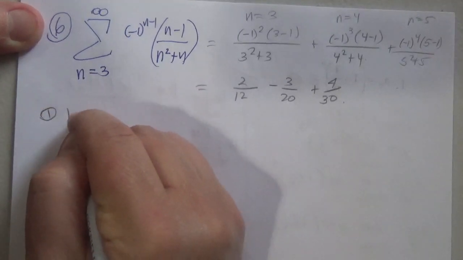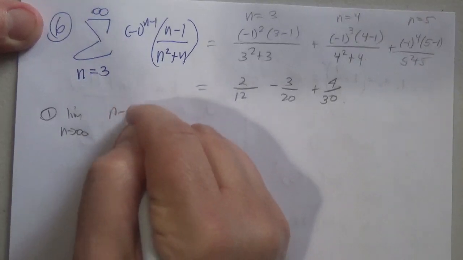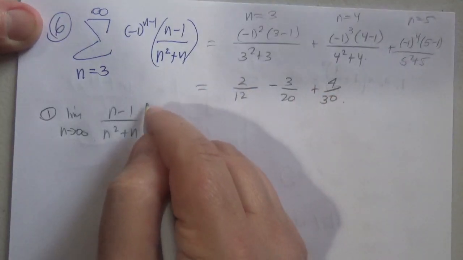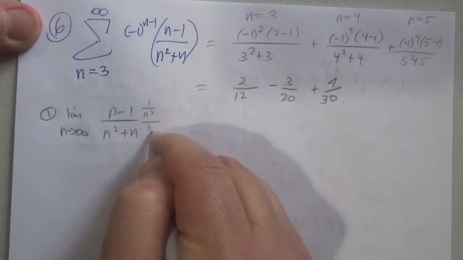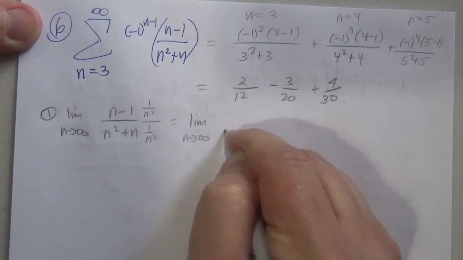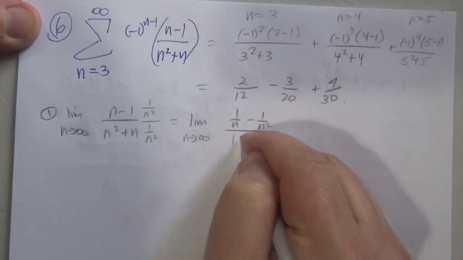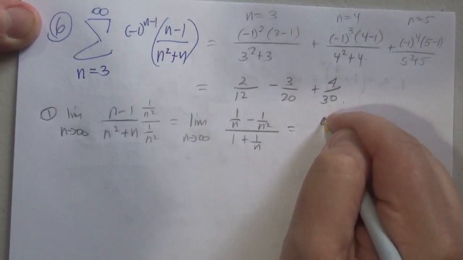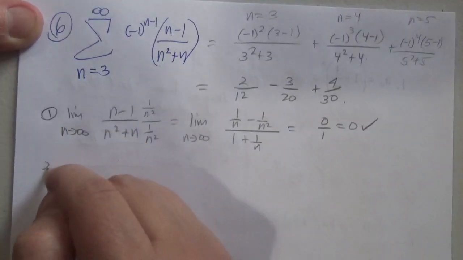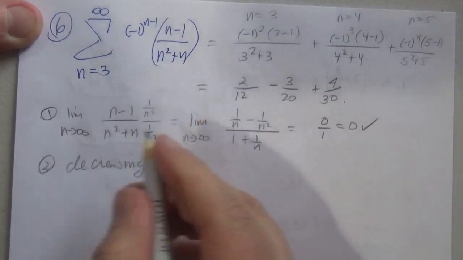So the first thing I'm going to do is check the nth term, as n goes to infinity, of n minus 1 over n squared plus n. I want to make sure that it goes to 0. If it doesn't go to 0, there's trouble. I'm going to multiply top and bottom by 1 over n squared. This is the limit as n goes to infinity of 1 over n minus 1 over n squared, over 1 plus 1 over n. This is 0 over 1, which is equal to 0. That's a check. We're going to assume it's decreasing. Just make sure on your quiz you write down decreasing, check.